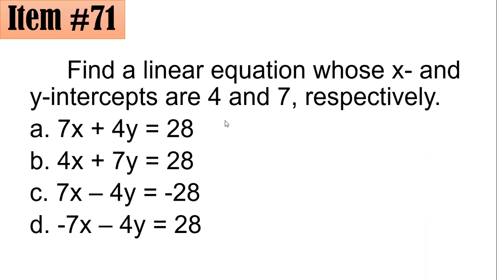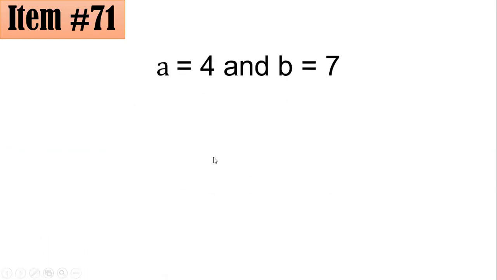Okay, marami pong sumagot ng A. Actually, there are many ways of solving this problem, no? And actually, if you are given the x and y intercepts and both are non-zero, we could actually utilize your A here is 4. A here refers to the x-intercept, and B here, small letter B, represents the y-intercept.